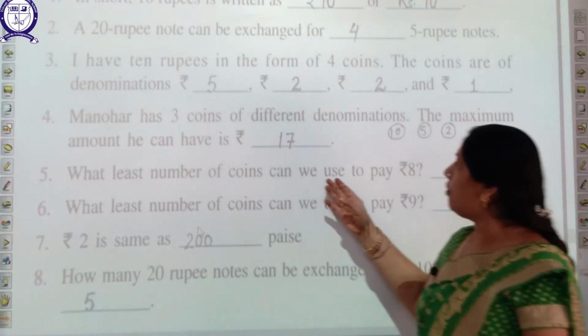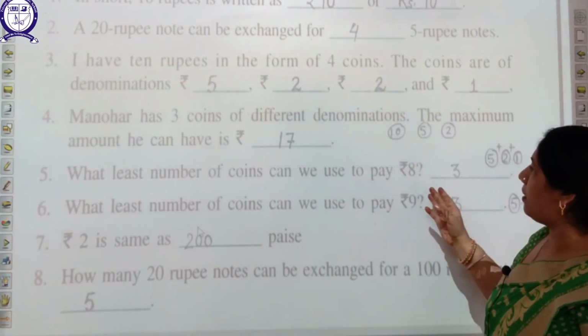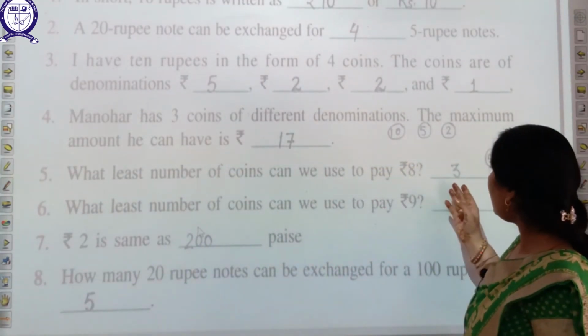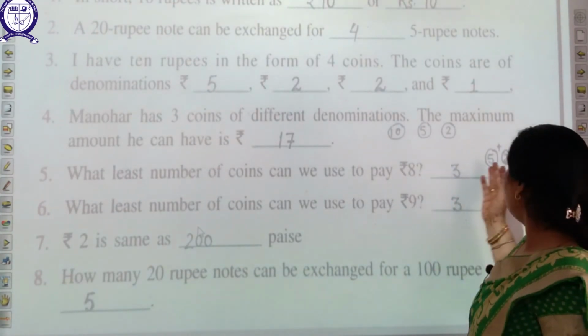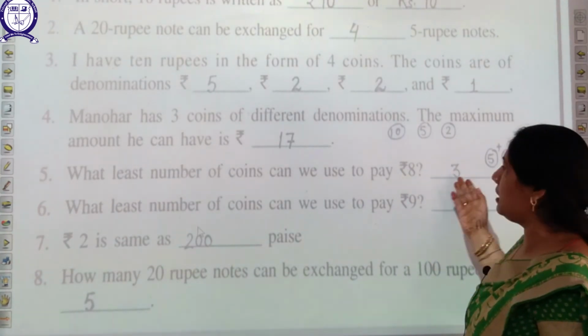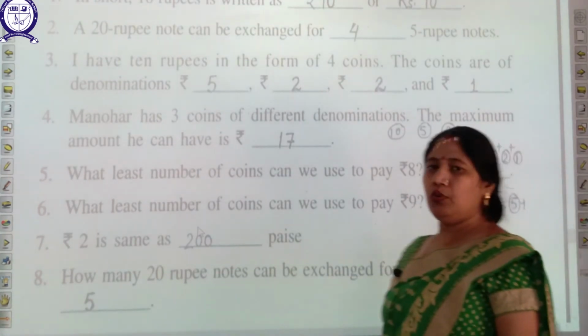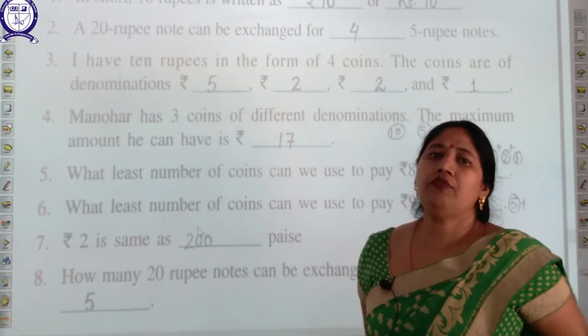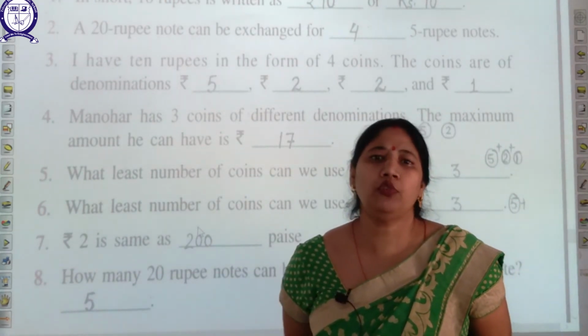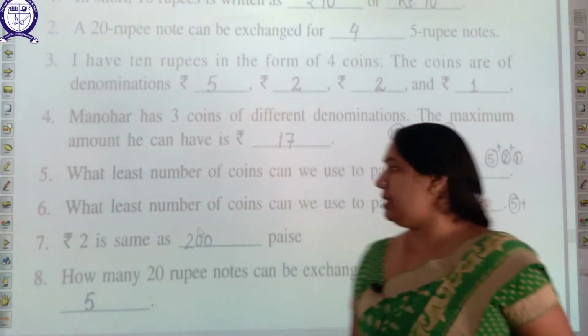The least number of coins: we have to use the least number of coins to pay rupees 8. 5 plus 2 plus 1, 3 coins. We have to use 3 coins. 1 coin of 5 rupees, 1 coin of 2 rupees and 1 coin of 1 rupee.